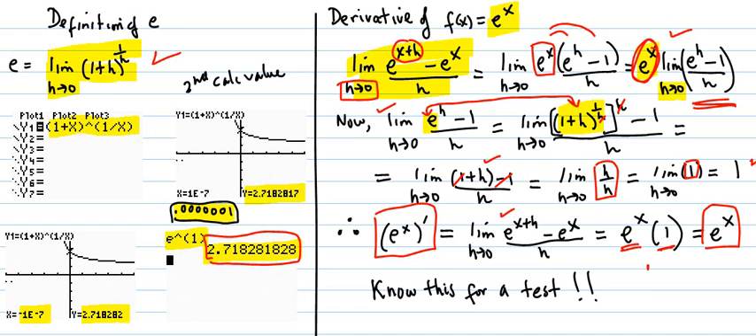on the curve e to the x, which if you graph it, looks like this, at any point you want, the slope there, the slope of this tangent line, is the actual y value there. The slope is e to the x, and the y value is e to the x. Very interesting property and very useful. So know this for a test, that derivation.